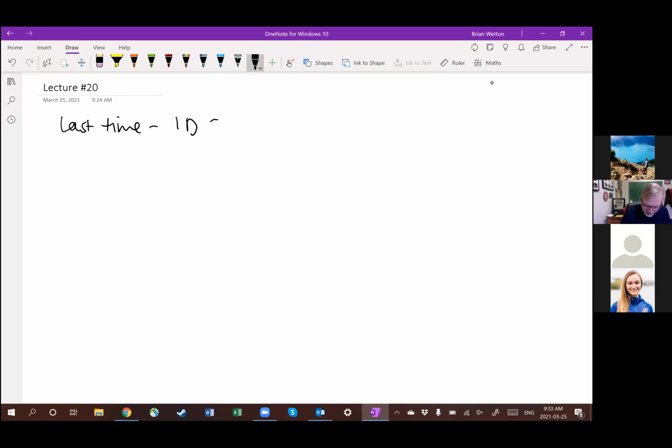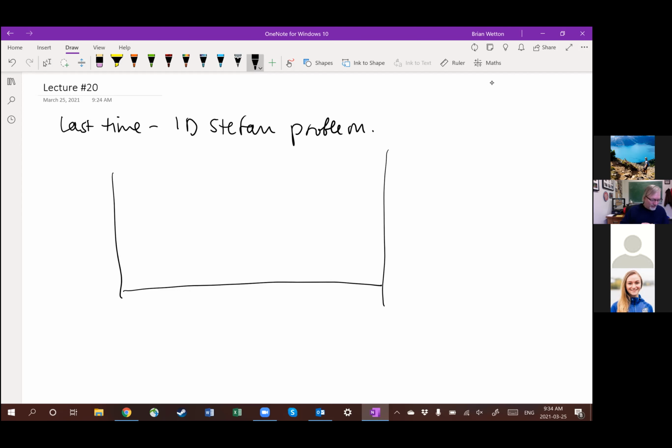It was the 1D Stefan problem. So this is a problem we've posed in a bounded domain. I've got a temperature that's positive over here. This is above the melting temperature of water. And I've got the heat equation in the water. And of course, I would have had to have given initial conditions. I didn't think I talked about those last time, right?